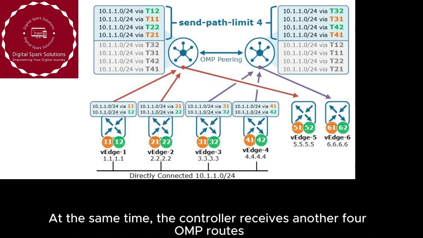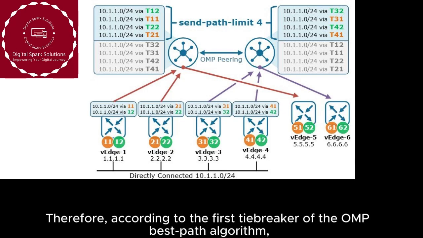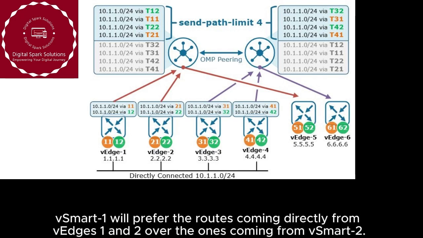At the same time, the controller receives another four OMP routes to the same destination from vSmart 2, which are the routes that vEdges 3 and 4 advertise to vSmart 2. Therefore, according to the first tiebreaker of the OMP best path algorithm, vSmart 1 will prefer the routes coming directly from vEdges 1 and 2 over the ones coming from vSmart 2.